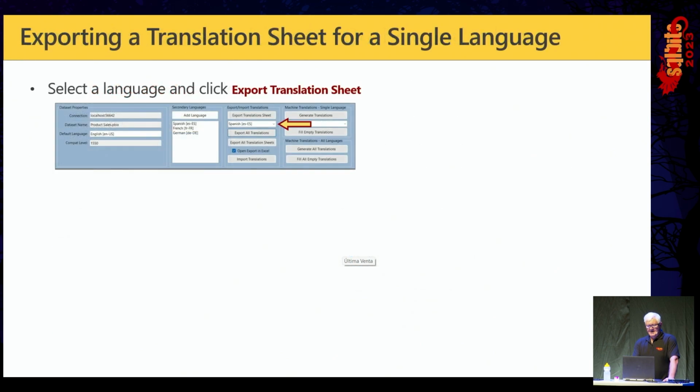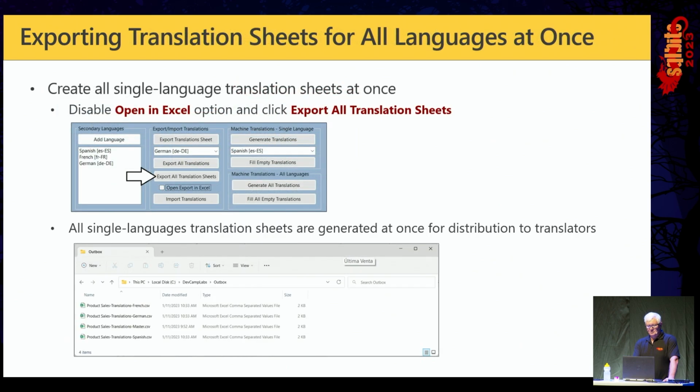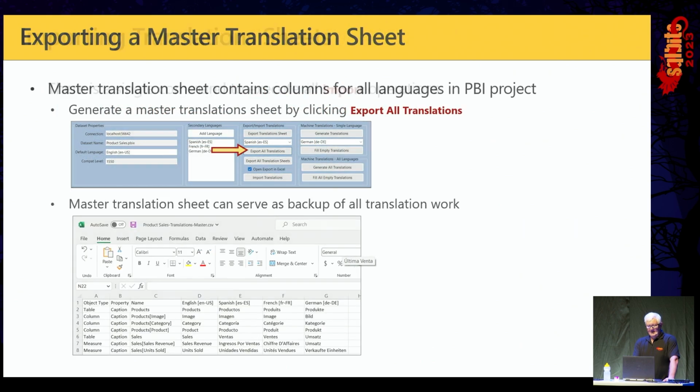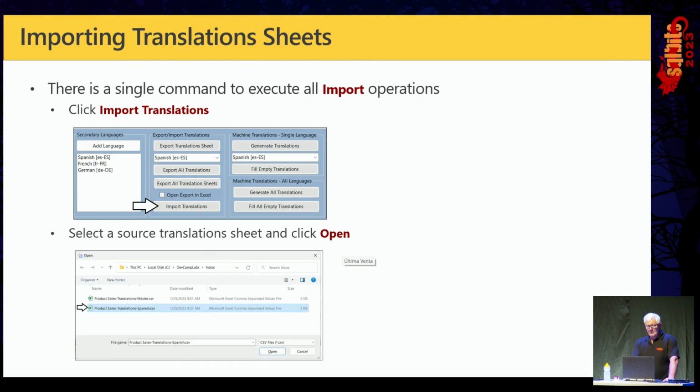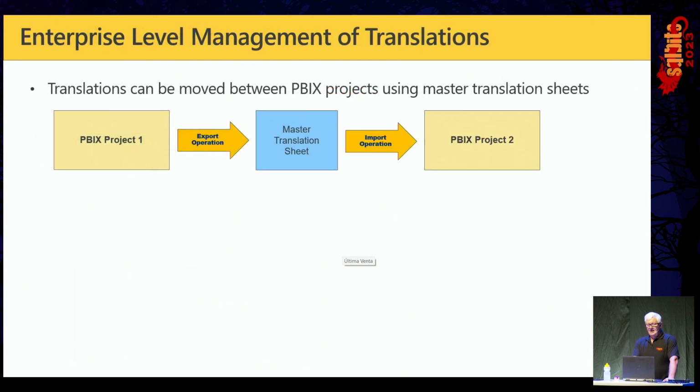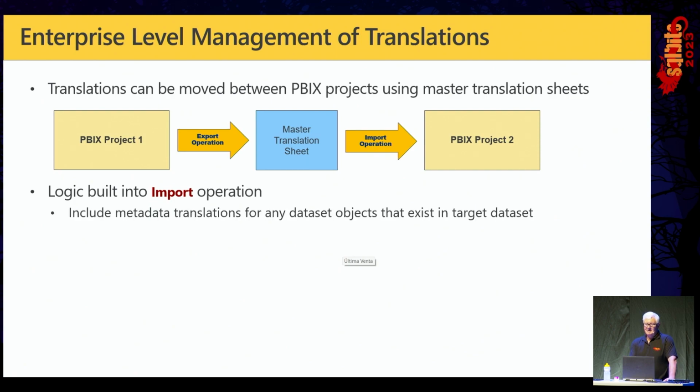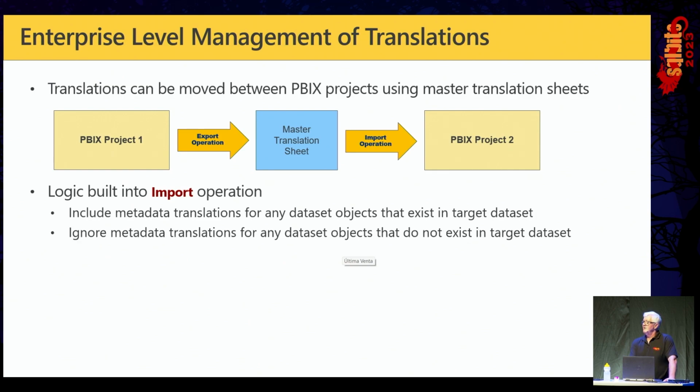So running out of time here, what I want to do is go through a couple of these slides to get to the key points. When we import translations, one of the things that we can also do now is do the import to a brand new project. And the idea is that it will bring in things that might already be there. So the logic that I built into the import is include metadata translations for any dataset object that exists. However, if it doesn't exist, just ignore it and keep going.